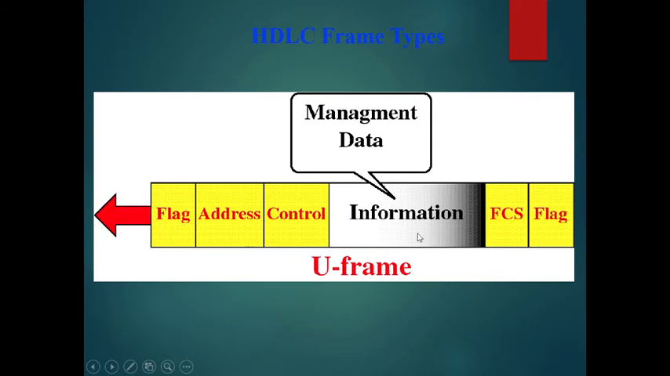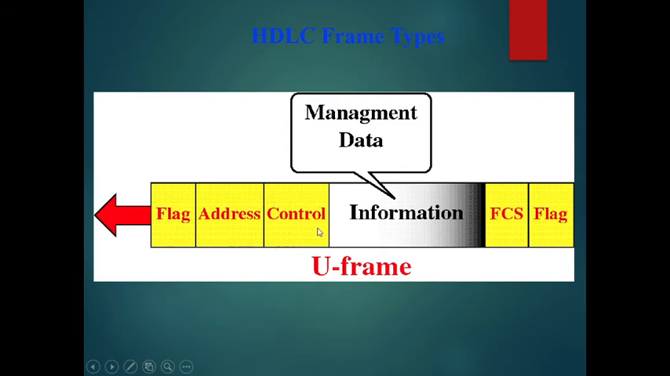Then this is how a U frame is going to look. We again have the flag field, address field, control field and information field. But the difference here is that the information is regarding the management data, or the information required to manage the link. So the information field is absent in the S frame. It is present in the case of the I frame and the U frame, but the information which it carries is different. In the case of the U frame, the information it carries is about the management data, but in the I frame, it is the actual data.